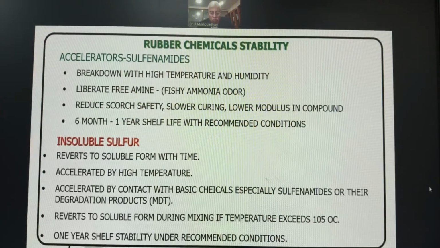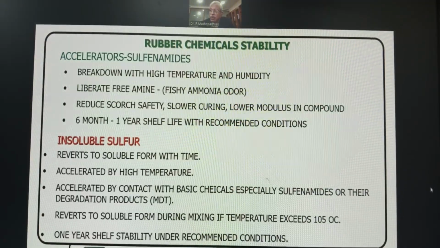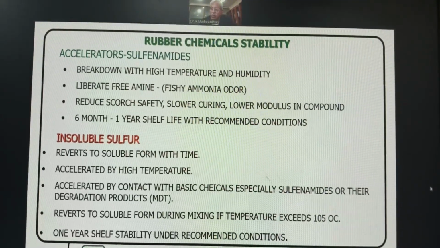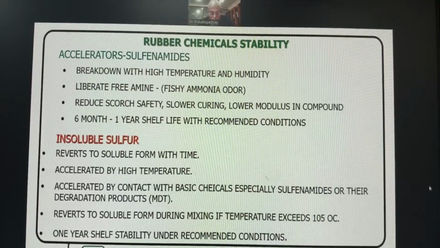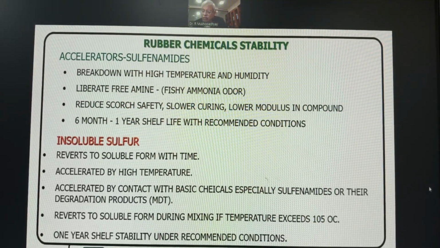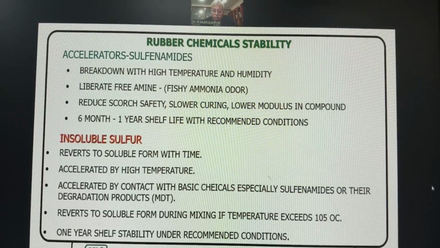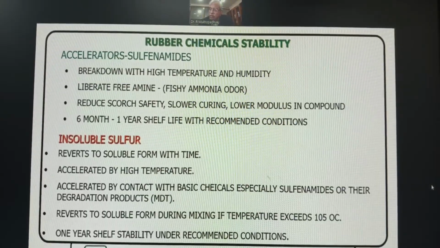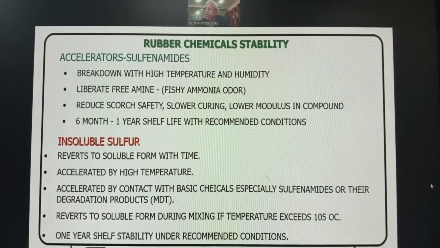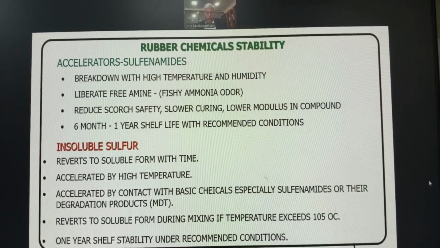So the insoluble sulfur, which is measured as percentage insoluble in carbon disulfide, generally reverts to soluble form with time. It should be protected from humidity and temperature in storage, and reversion is accelerated by high temperatures, and accelerated in contact with basic chemicals like sulfonamides and their degradation products. That means sulfur should not be put in the same place where you put the accelerator; it should be in an isolated place for the safety as well as the purity and quality.